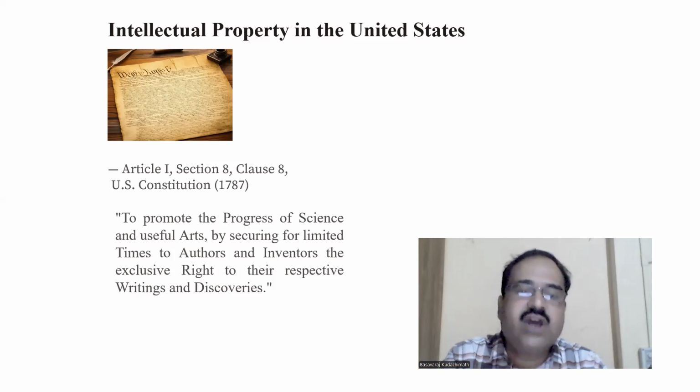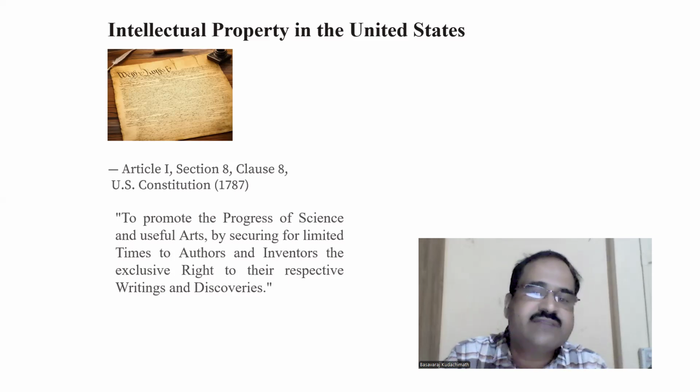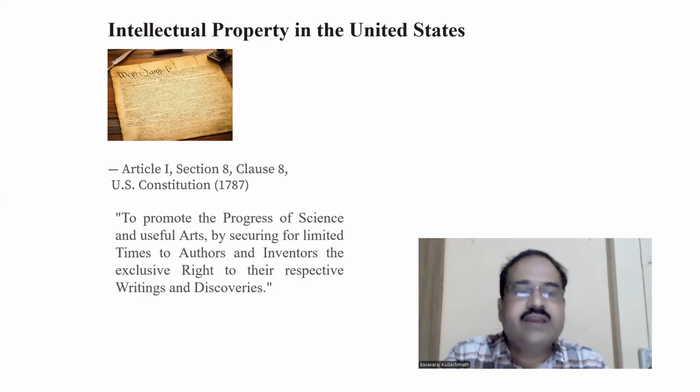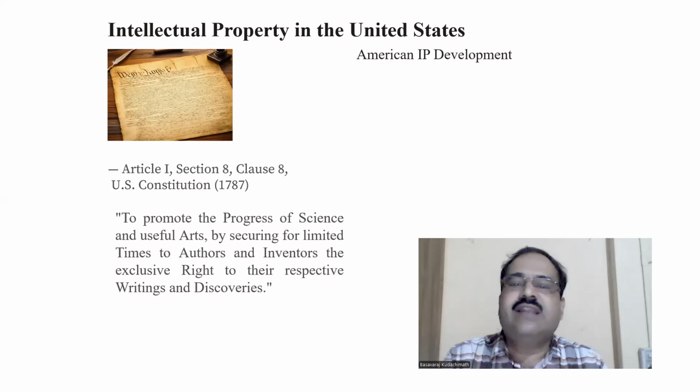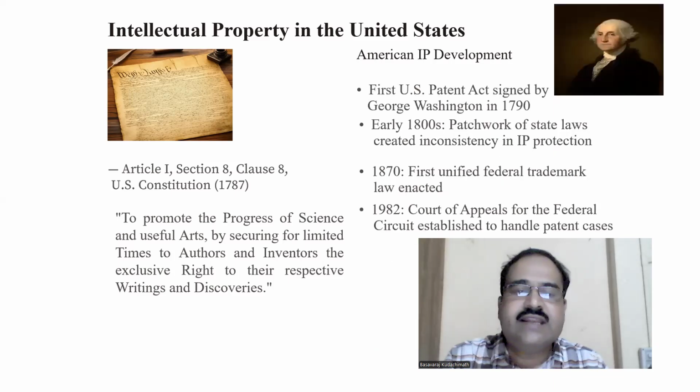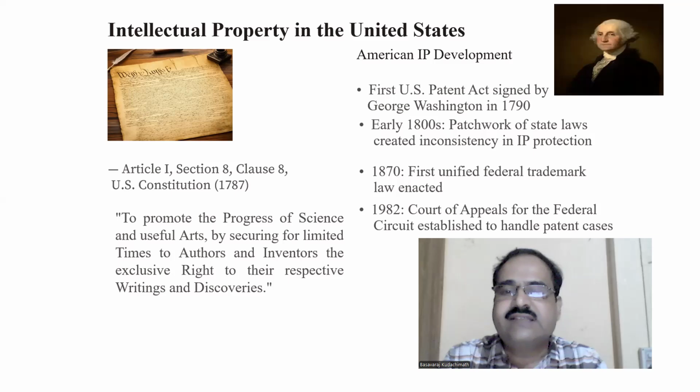It means that a law was passed in 1787 by the Constitution of America under Article 1, Section 8, which empowers the artists, authors and inventors to protect their rights. And you can even see the American IP development that happened based on this clause in 1790. The US Patent Act was signed by George Washington, the president of the US at that time, in 1790.